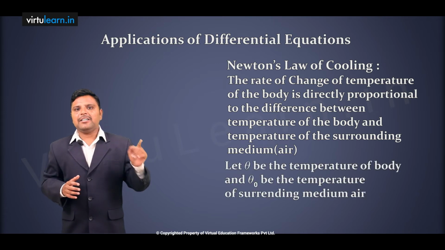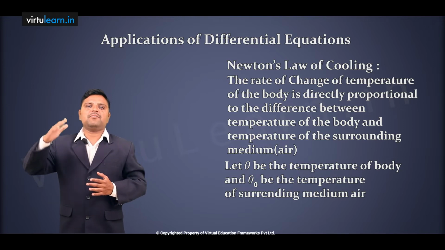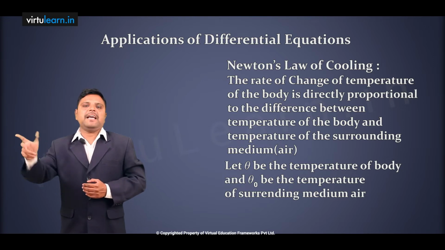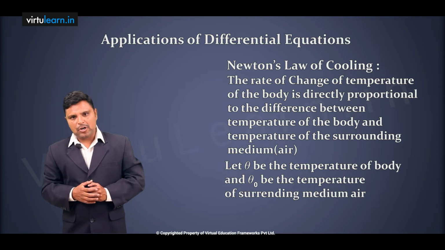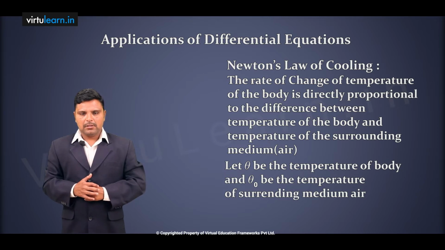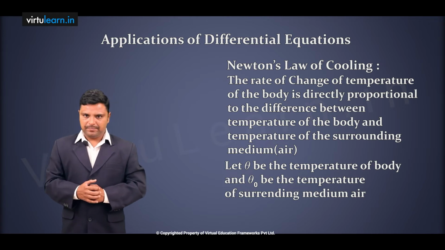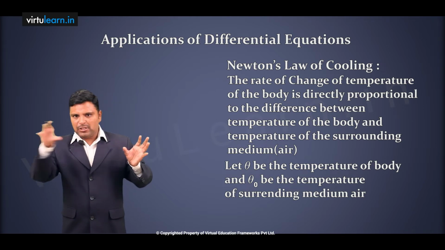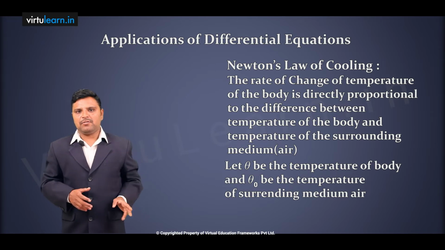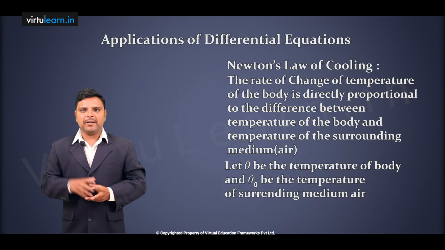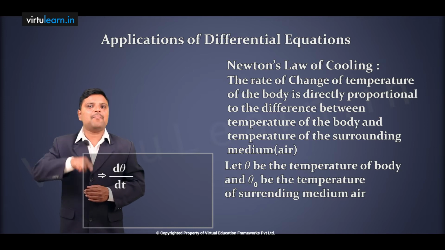Here let theta be the temperature of the body and theta naught be the temperature of the surrounding medium, that is air temperature. Once again, the statement: the rate of change of temperature of the body is directly proportional to the difference between the temperature of the body and the temperature of the surrounding medium. Now, by using this statement, we will construct the differential equation. The rate of change of temperature of the body means d theta by dt.